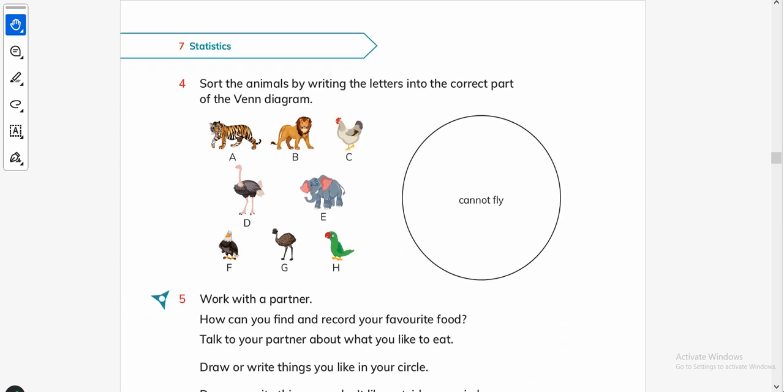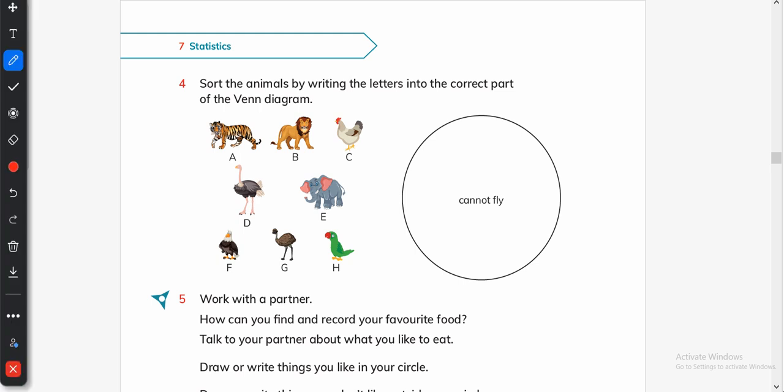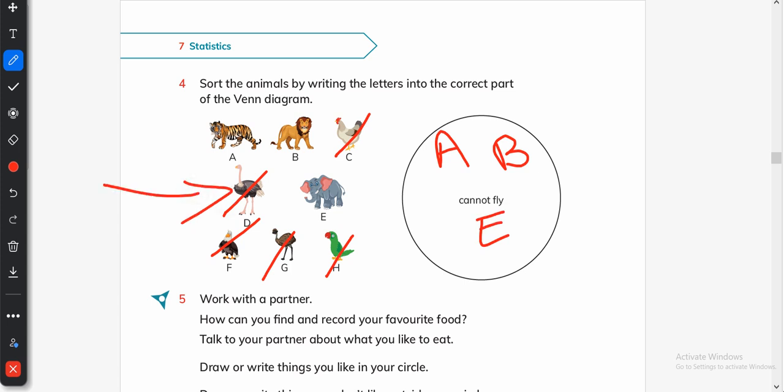Sort the animals by writing the letters into the correct part of the Venn diagram. Cannot fly. So you mean the animals? Animals cannot fly, the birds can fly. So we have A, B, and E. Ostrich is a bird. It cannot fly high into the sky, but it can make high jumps. So we will write it in birds. We have only 3 animals here.